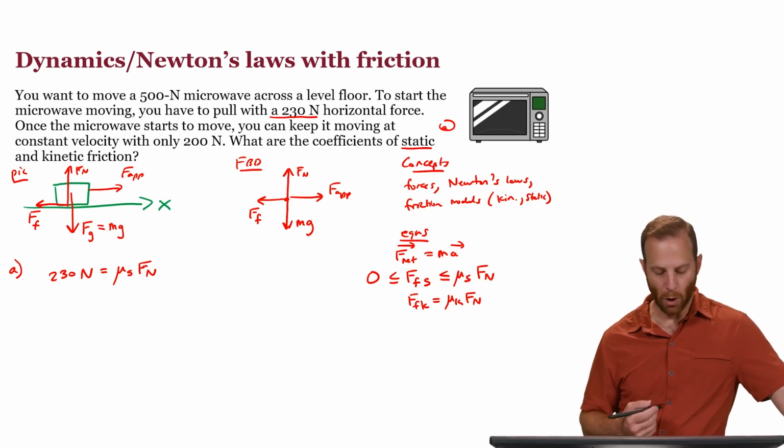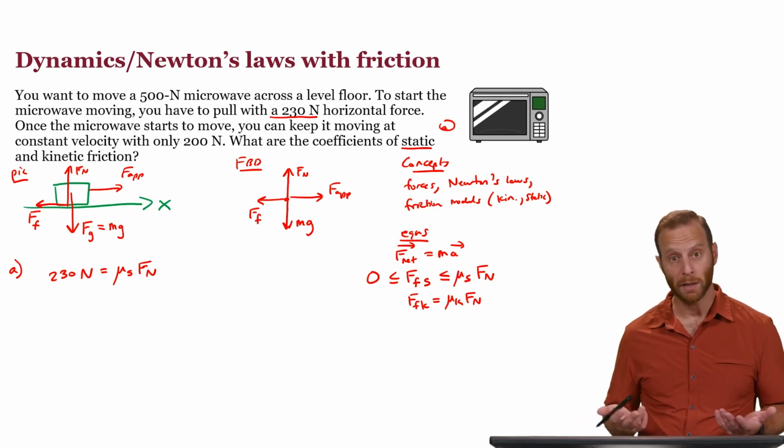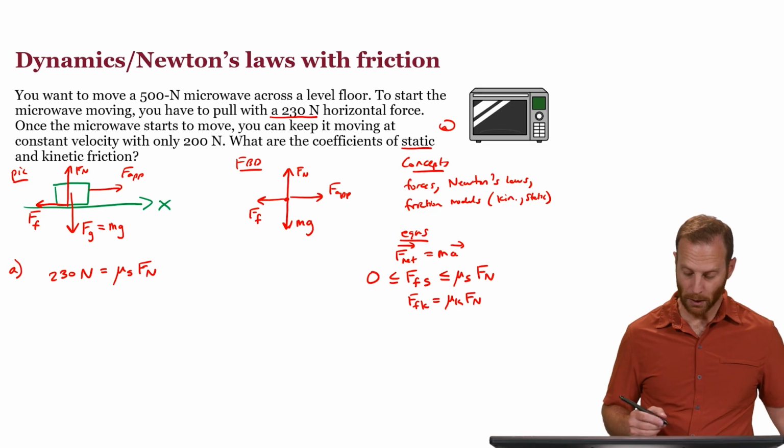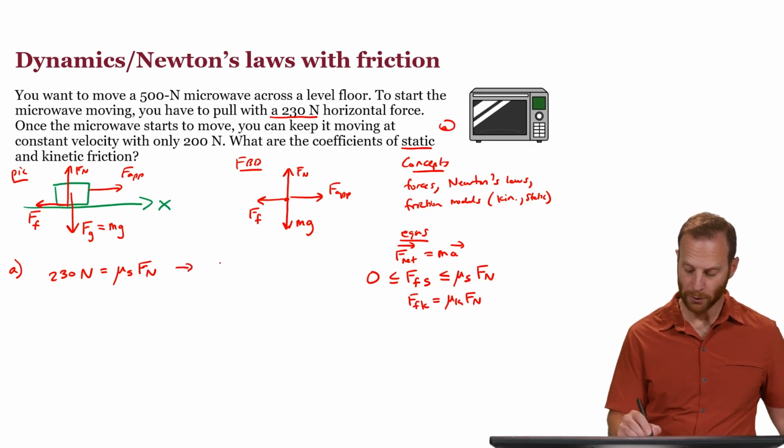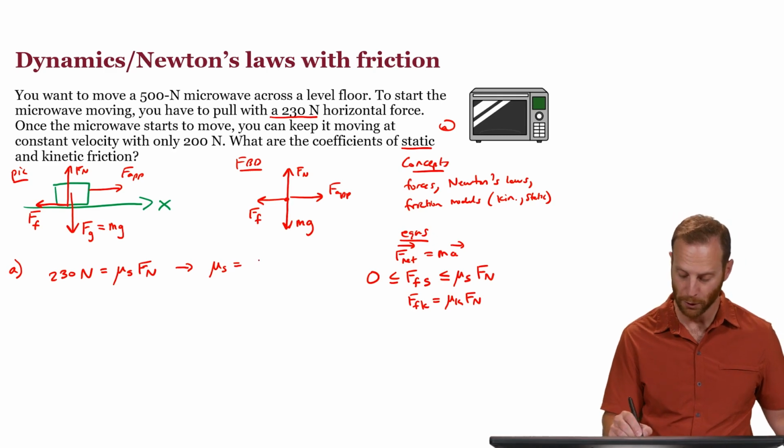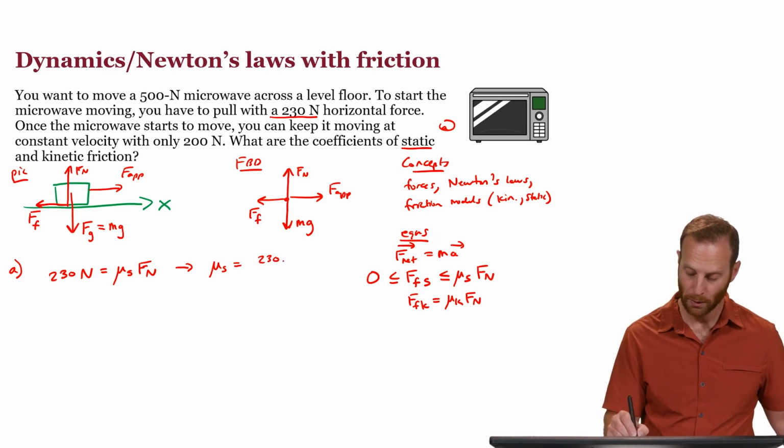Now, since we need to know what the normal force is, we are probably going to need to use our free body diagram in some way. Let's rearrange this so that we are prepared to solve for the coefficient of static friction once we have figured out what the normal force is.